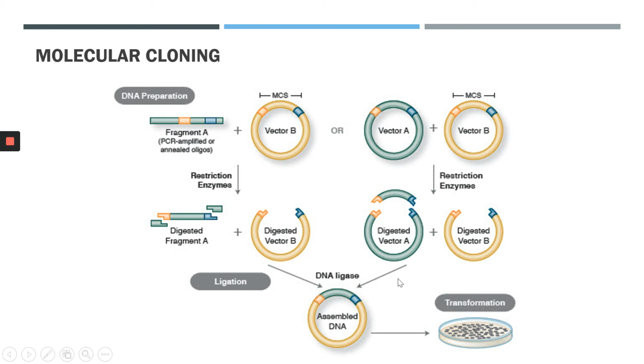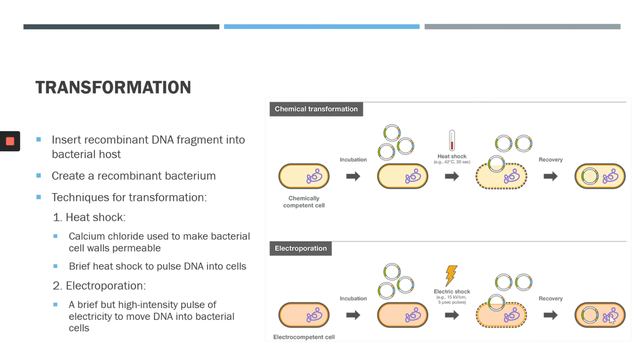Once these DNA fragments have been assembled, we then have a recombinant DNA fragment. And this recombinant DNA fragment can then be transformed into E. coli. We'll now discuss transformation in some more detail. Transformation involves inserting the recombinant DNA fragment into a bacterial host. And when that recombinant DNA fragment is inserted into the bacterial host, that's now called a recombinant bacterium.